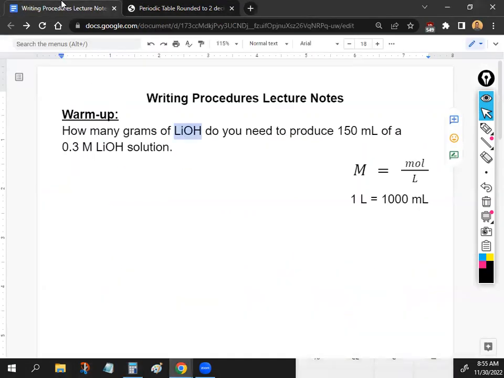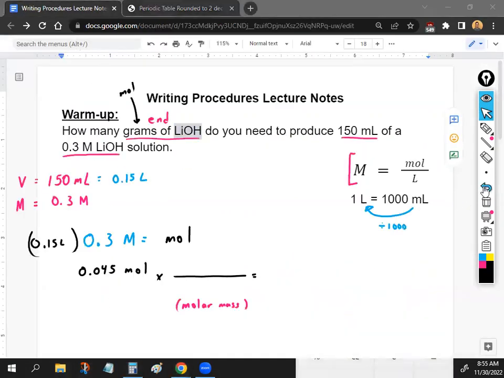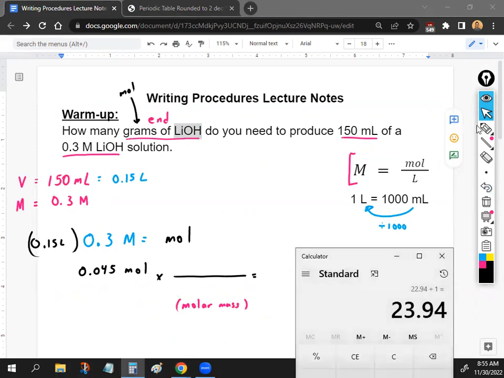Everybody good with that? Yes? Too early for math? Okay. 23.94. So the molar mass of LiOH is going to be 23.94 grams per mole.